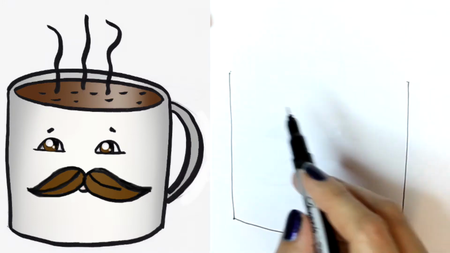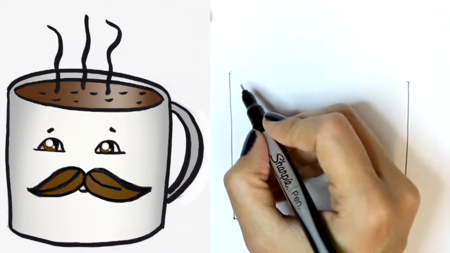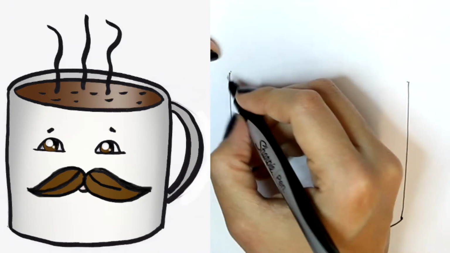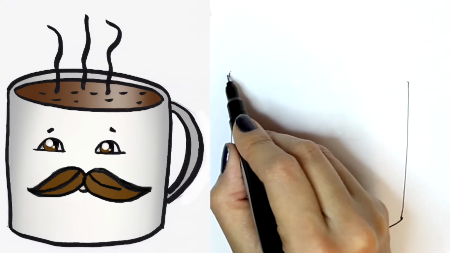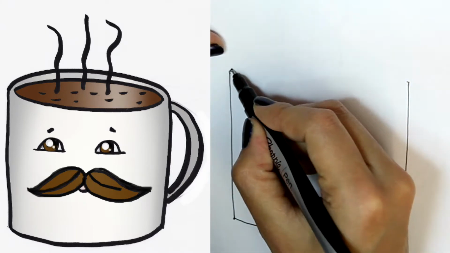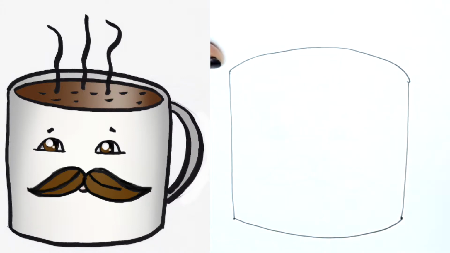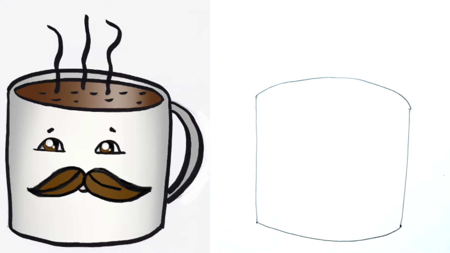Now the top is just gonna be a curvy line, like this. And I'm gonna unite these two lines, my left and the right. Ready? Here we go. We made it. All right. Now it's taking shape.